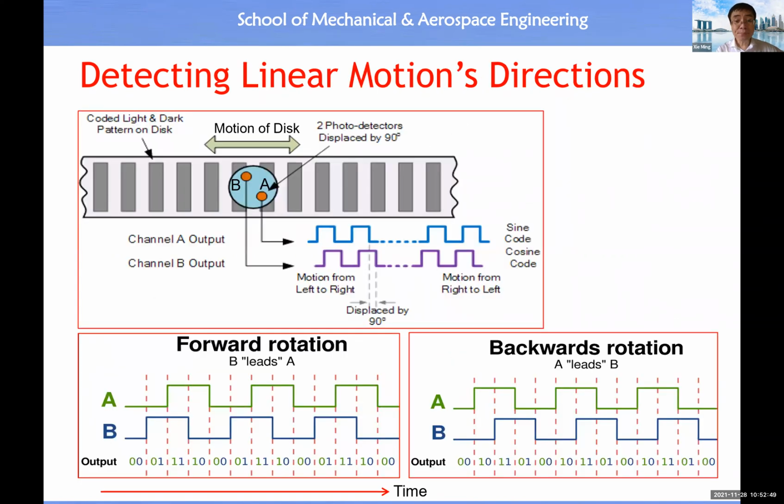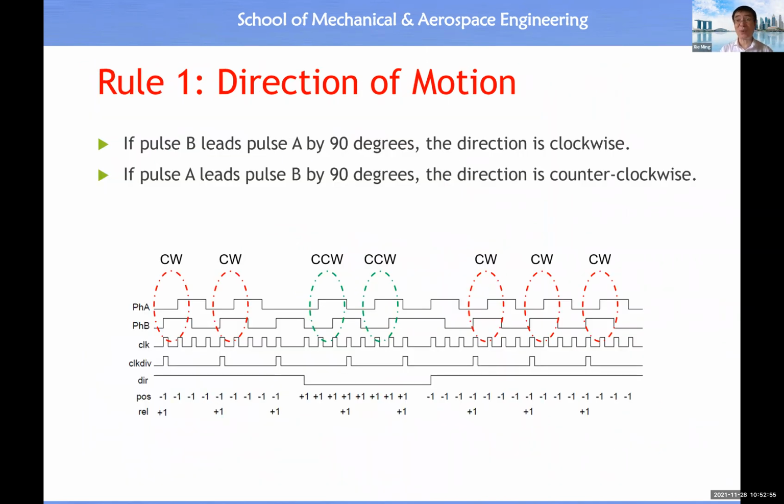Based on this observation, we can summarize some rules to guide the programmer to develop software which automatically makes a decision about the direction of the motion. For example, when B leads A, this is a clockwise rotation. When A leads B, it's a counterclockwise rotation. This should be quite straightforward.